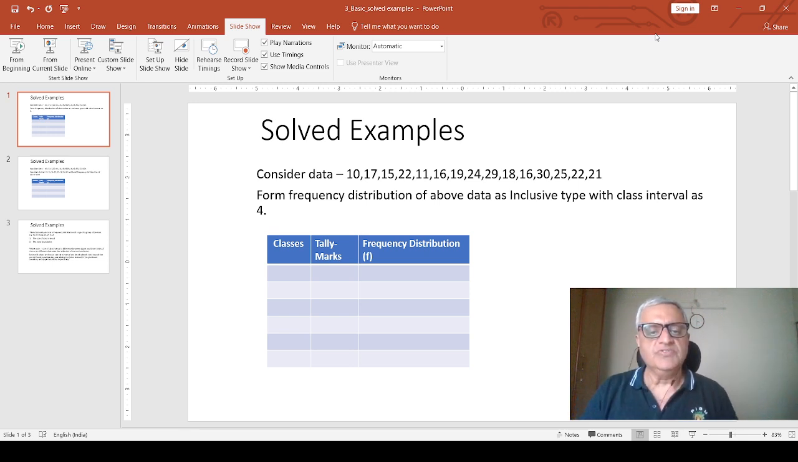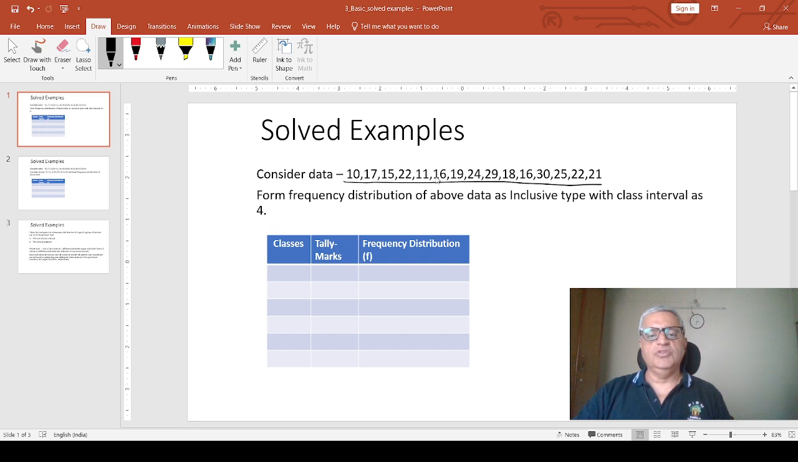So consider this first example where we have around 15 data elements. The lowest data element is 10 and the highest value is 30. What are we expected to do? We are expected to form a frequency distribution table, and in that table we need to have classes which are of inclusive type, and the classes would have class interval as 4.